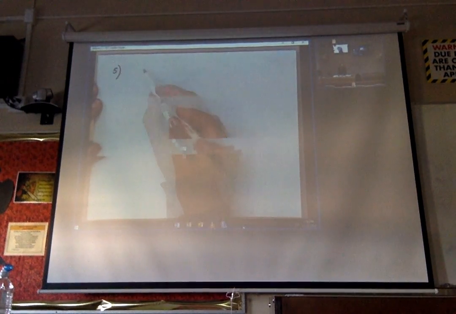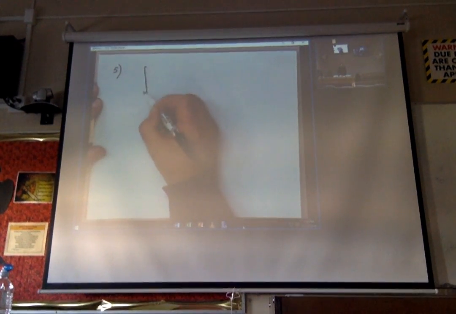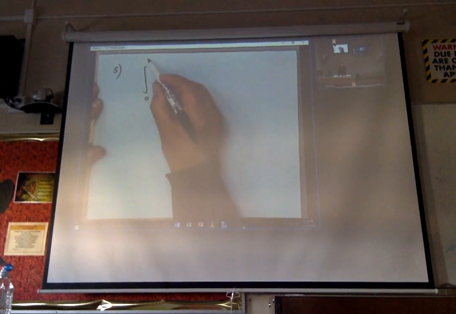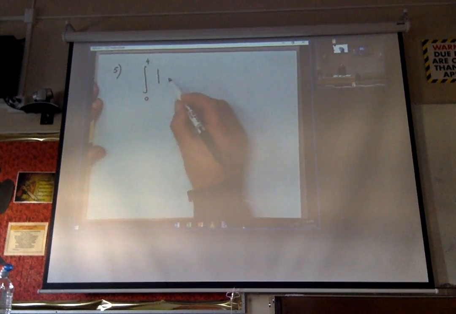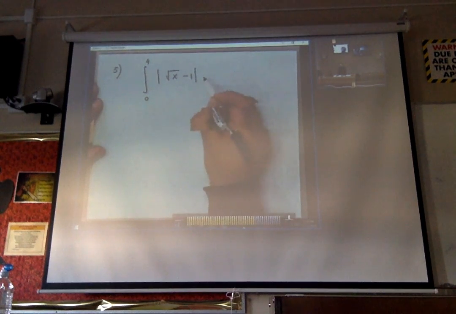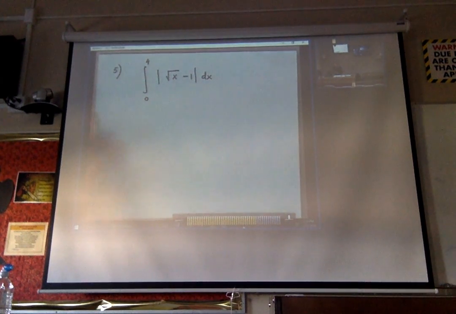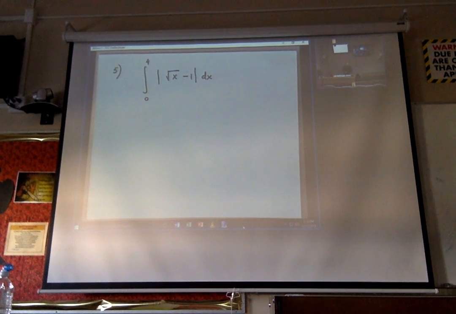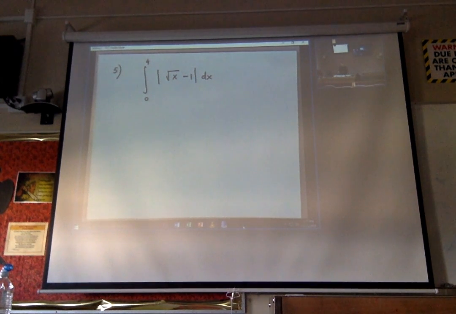So for example, we have the integral of the absolute value of the square root of x minus 1. So as I told you before, the question will be just to find the integral. So maybe we'll be looking at some problem where you have something like this.